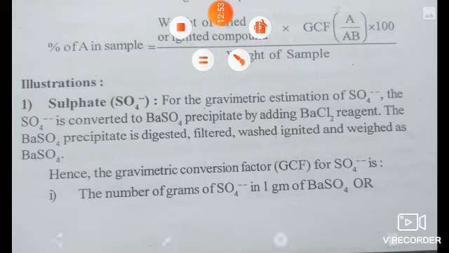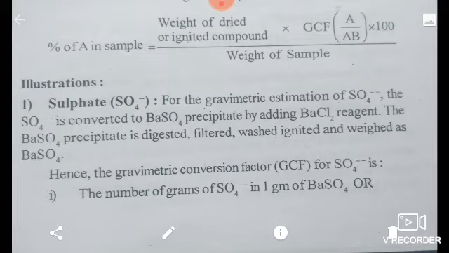So the next topic of this chapter is the illustration of the gravimetric conversion factor, the stoichiometric gravimetric conversion factor, and examples of that. So the first example or illustration regarding this gravimetric conversion factor is the sulfate ion, that is nothing but SO4 2-.